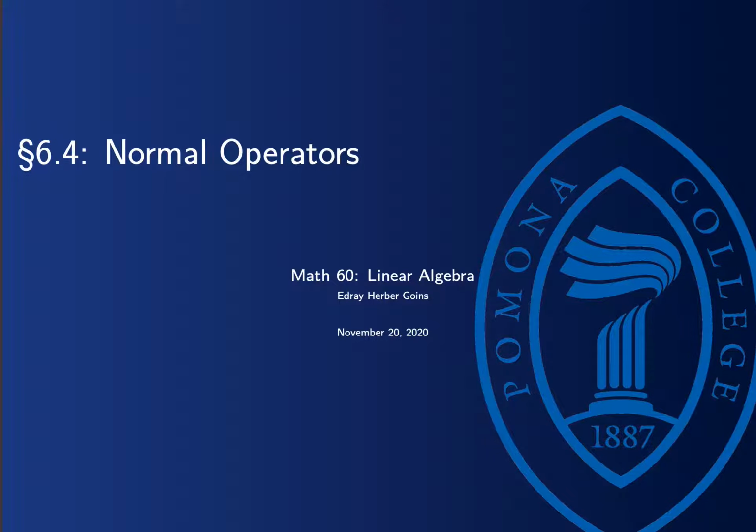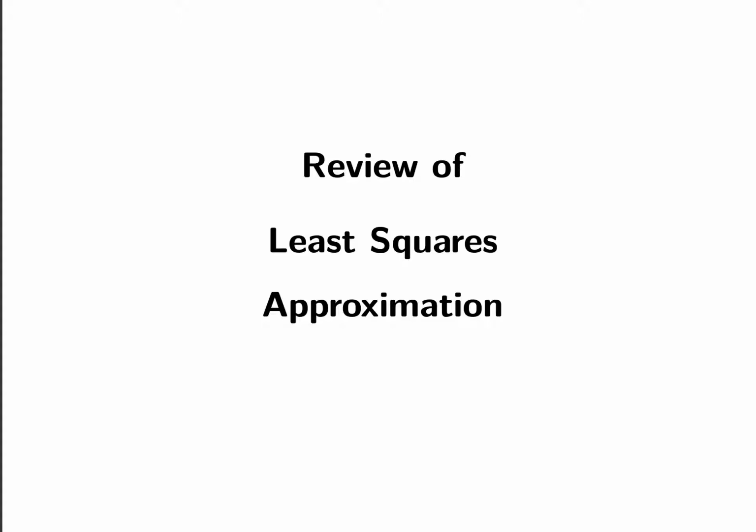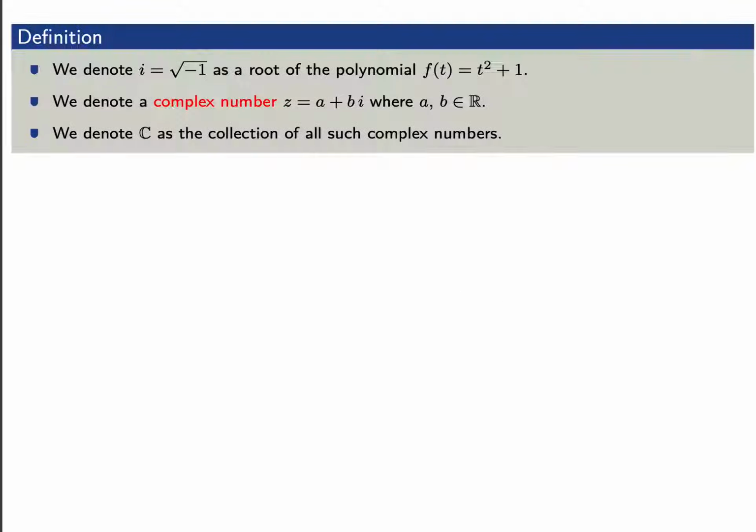Today we're going to talk about normal operators. First, let's review some concepts from previous lessons. We'll start with the complex numbers. Let's denote i as the square root of minus 1, as a root of the polynomial f of t equals t squared plus 1. Recall that we'll denote bold letter C as the collection of complex numbers, which are numbers of the form a plus bi, where a and b are real numbers.